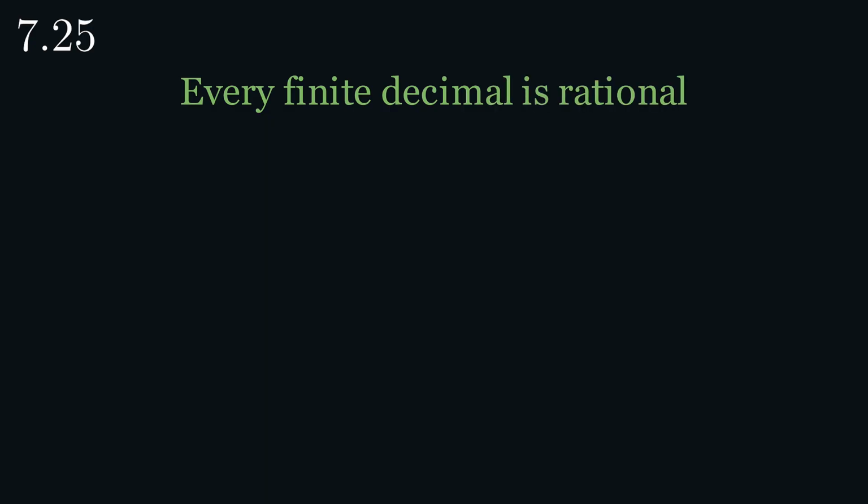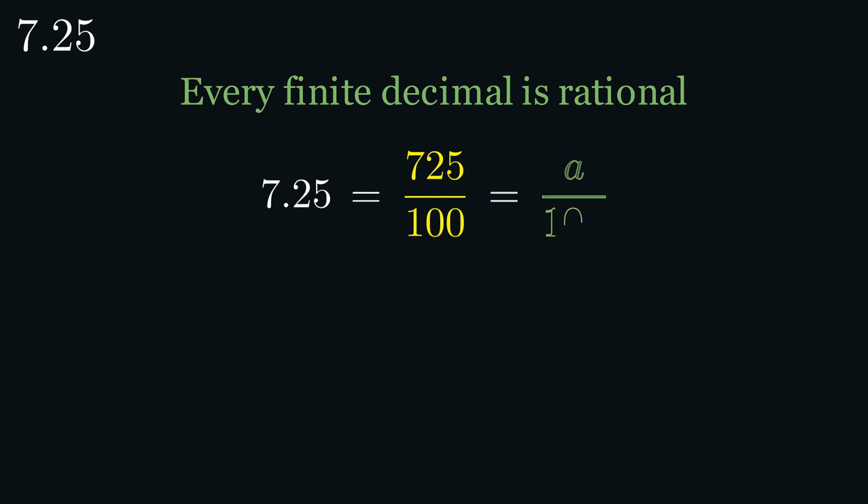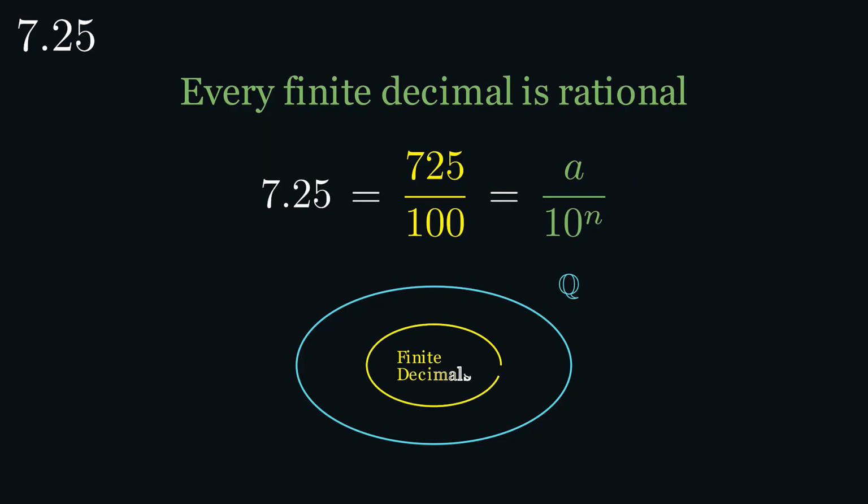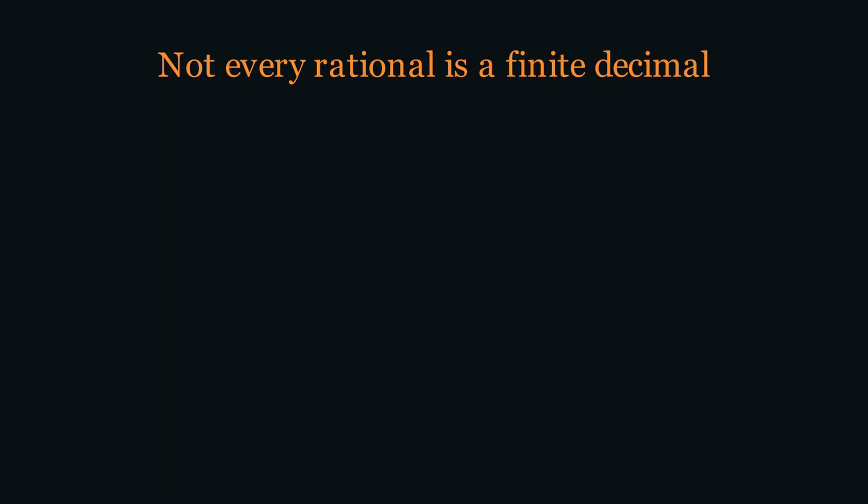Every finite decimal is a rational number. If you have a decimal with n digits after the point, you can multiply by 10 to the n to clear the decimal. What you get is an integer divided by a power of 10. 7.25 equals 725 over 100. So finite decimals live inside Q. They form a subset of the rationals. But not every rational number can be written as a finite decimal.